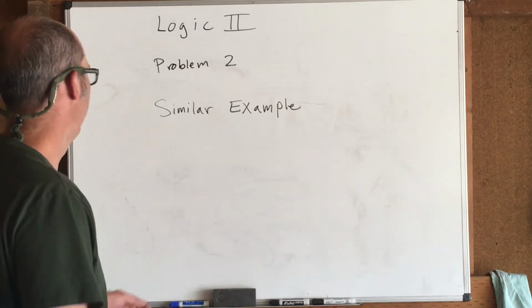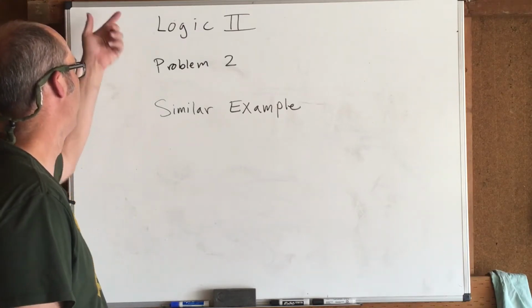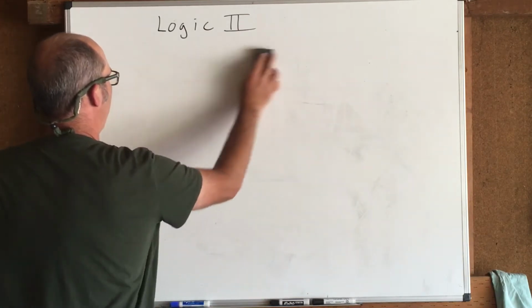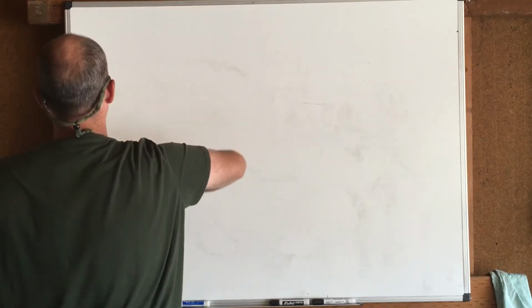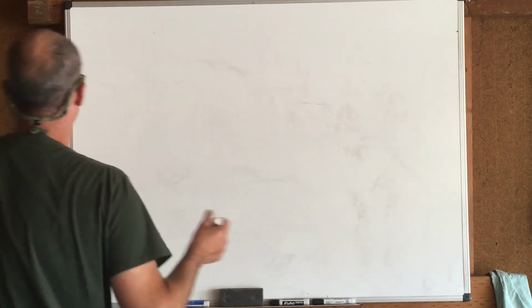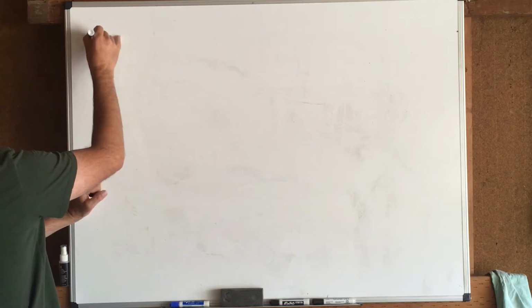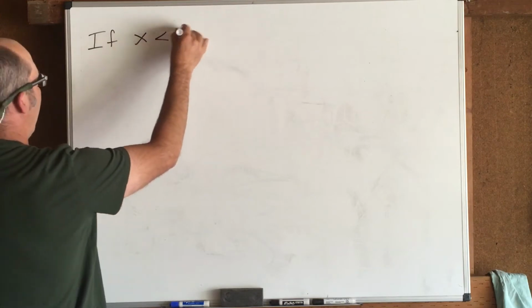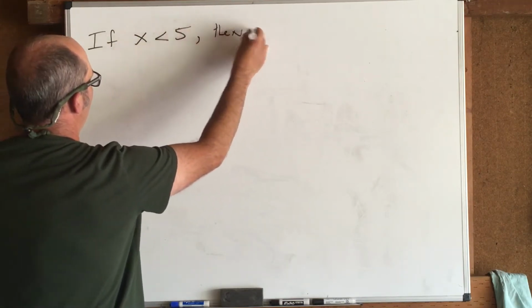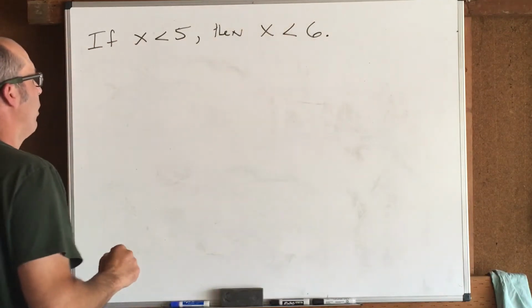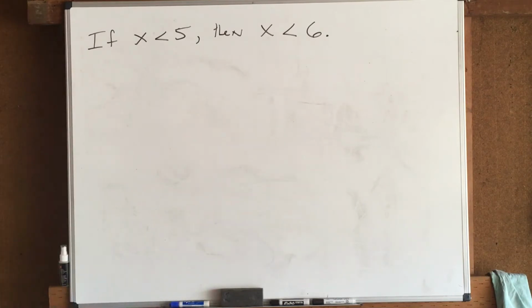Right, so now I'm going to do an example similar to problem 2 in Logic 2 on the Logic 2 worksheet. All right, so we're going to consider first the statement or the proposition: if x is less than 5, then x is less than 6. Okay, so in this problem we're asked, is this statement true or false?